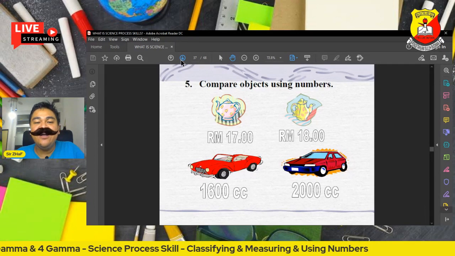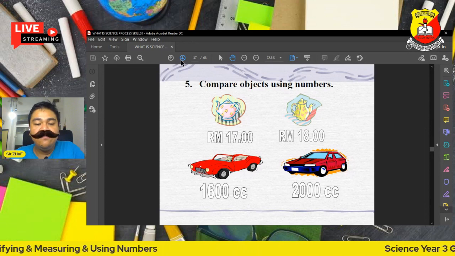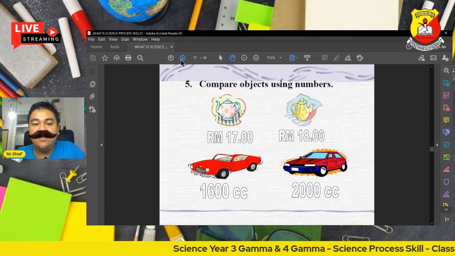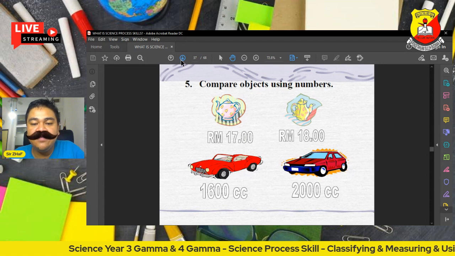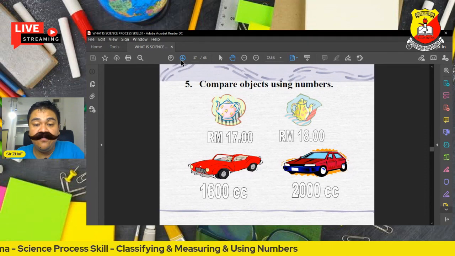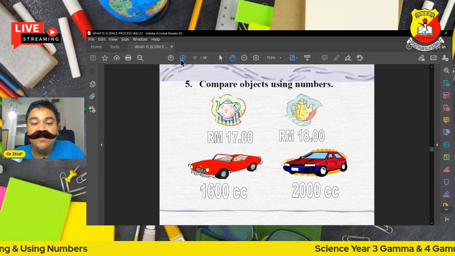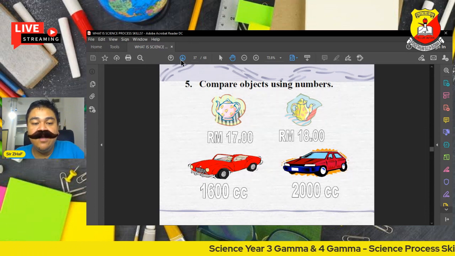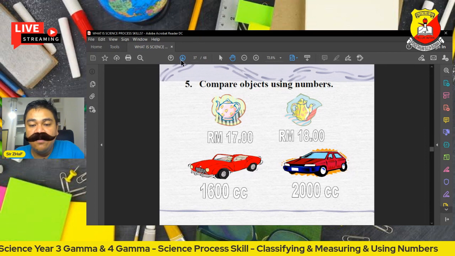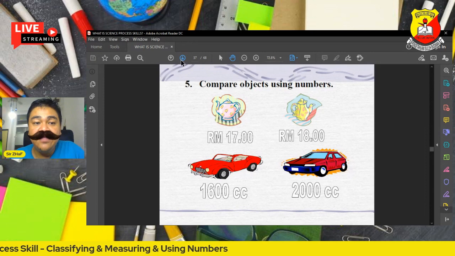Okay, and then you are comparing two cars. The first is 1600 cc, and the second one is 2000 cc. Which car is the fastest? It should be the 2000 cc, because the engines are larger. Okay, cc is cubic centimeter. So 1600 cc is smaller than 2000 cc in the comparison of the size of the engine.